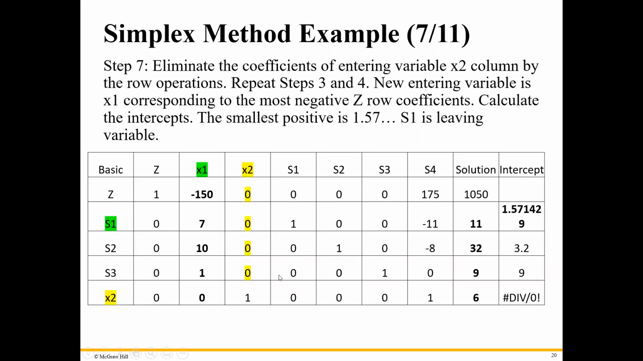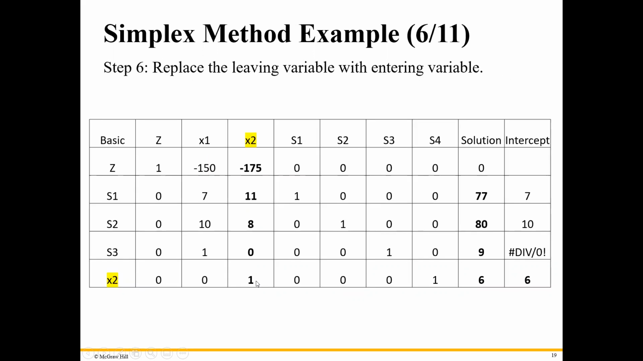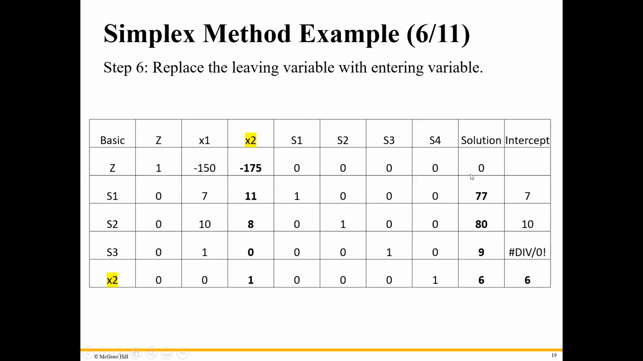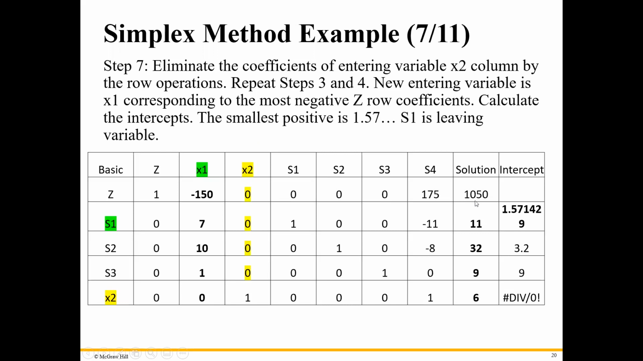So here you can see that this step has been performed. In the previous step, some values were already 0, so there was no need to do anything there. This value was 8, this value was 11, this value was minus 175. But after performing those operations, all these values have become 0. Other values have also changed, especially the solution value, which has changed from 0 to 1050. So this is the first iteration.